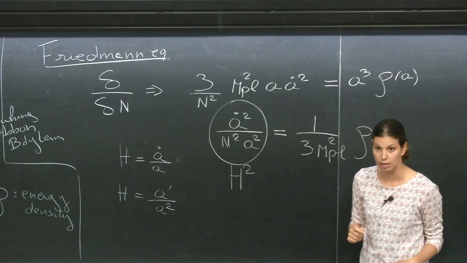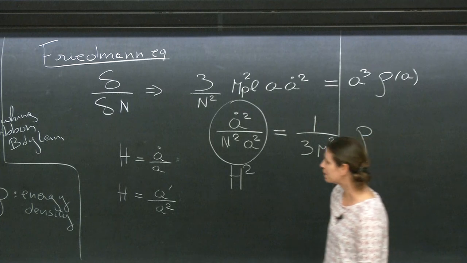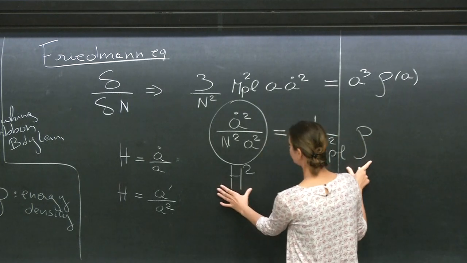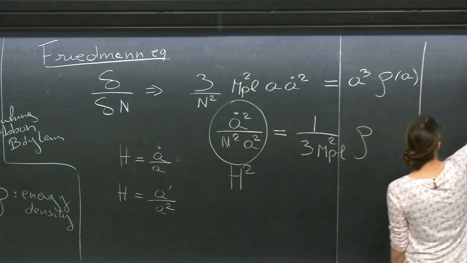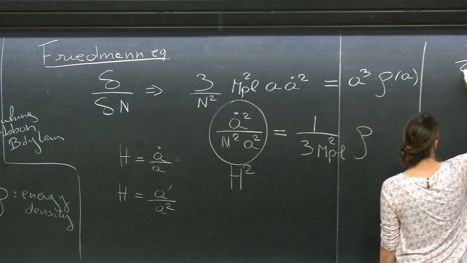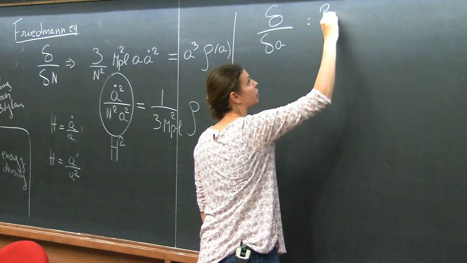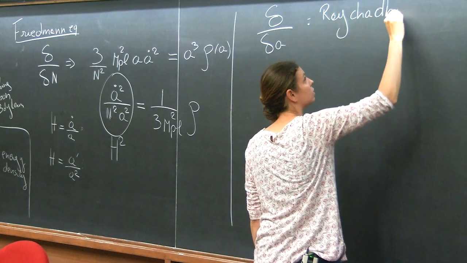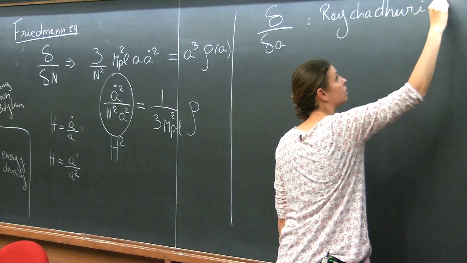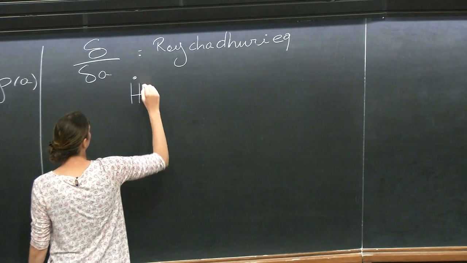We can do either, and sometimes one time parametrization is better than the other. Anyways, I didn't want to spend too much time on that. So this is the Friedman equation. And if we now vary with respect to the scale factor a, we get what is called the Raychaudhuri equation, which tells us how H dot behaves.